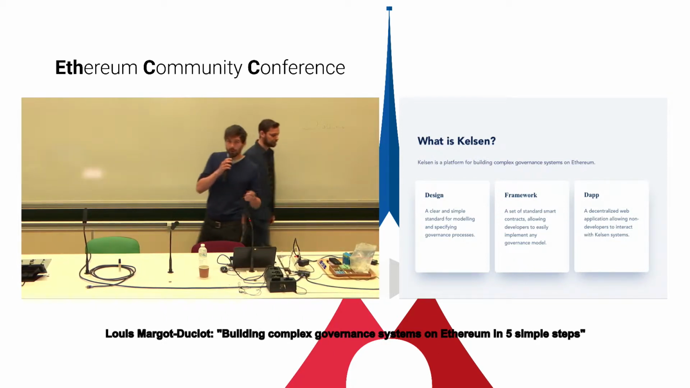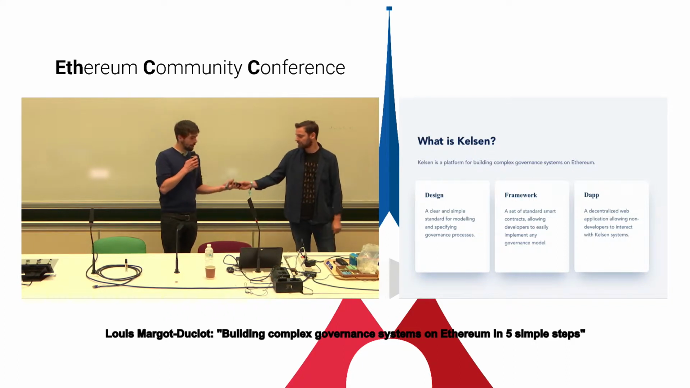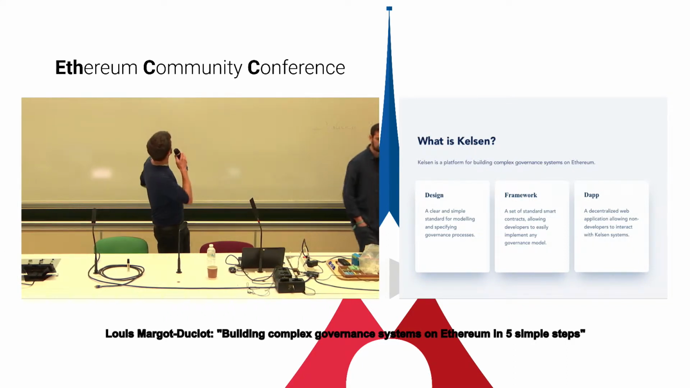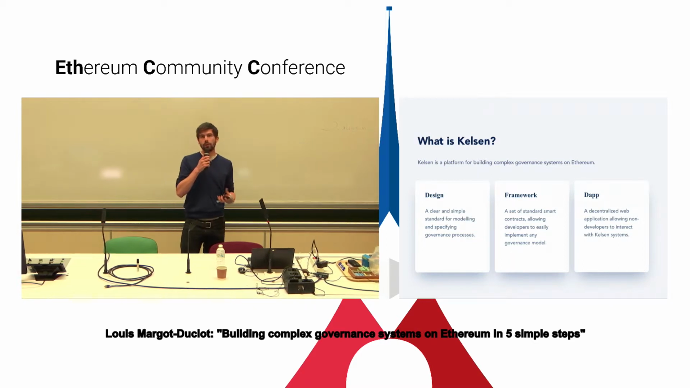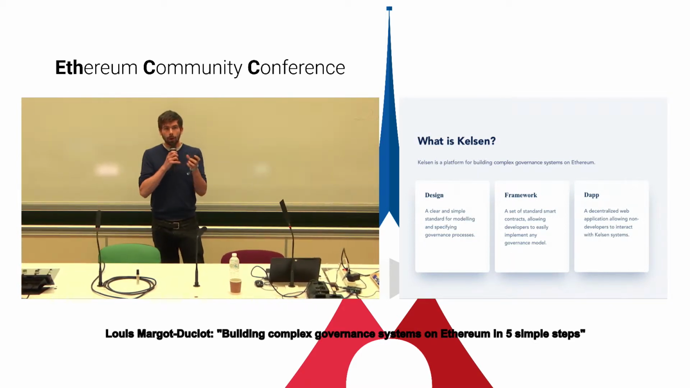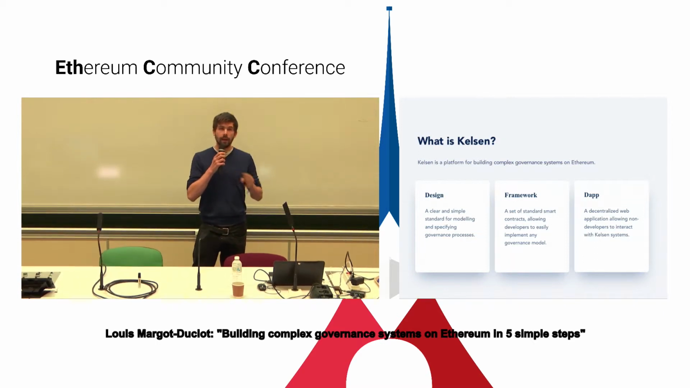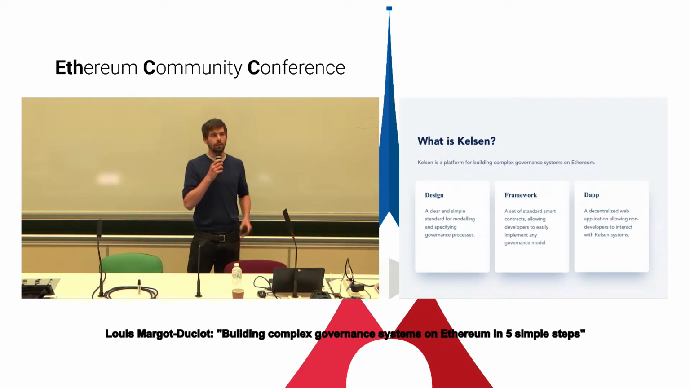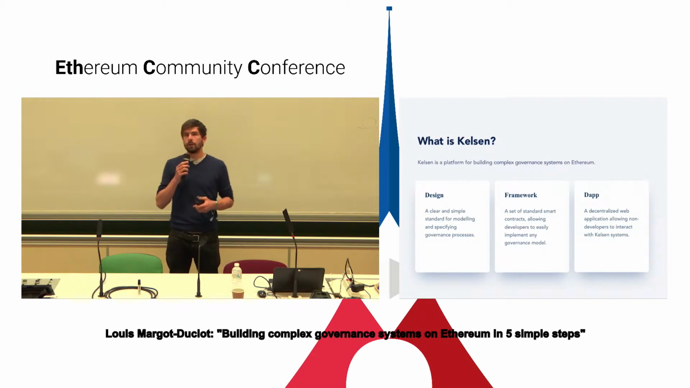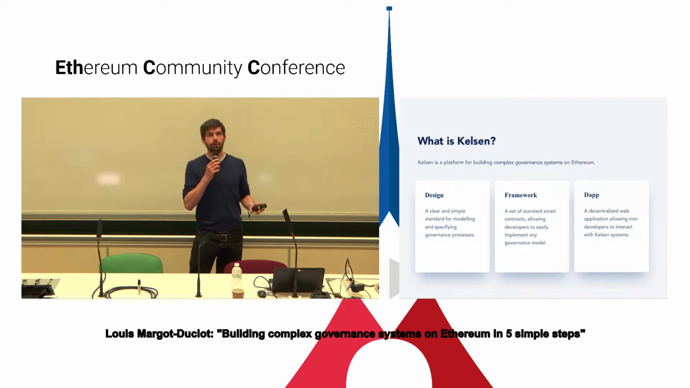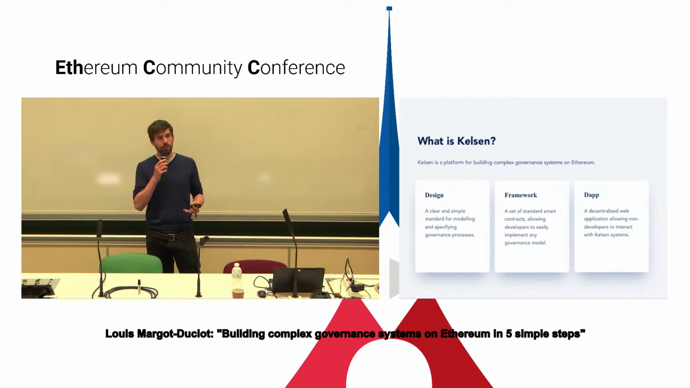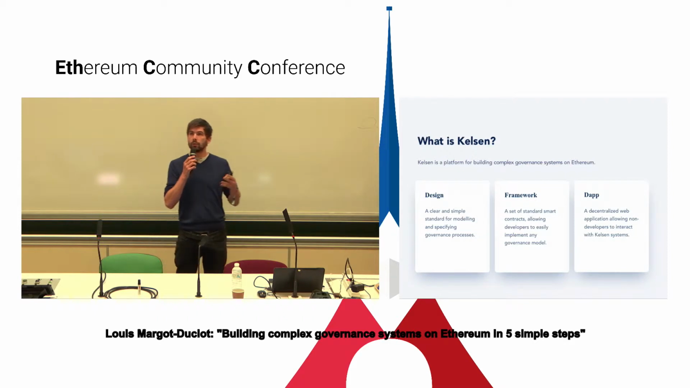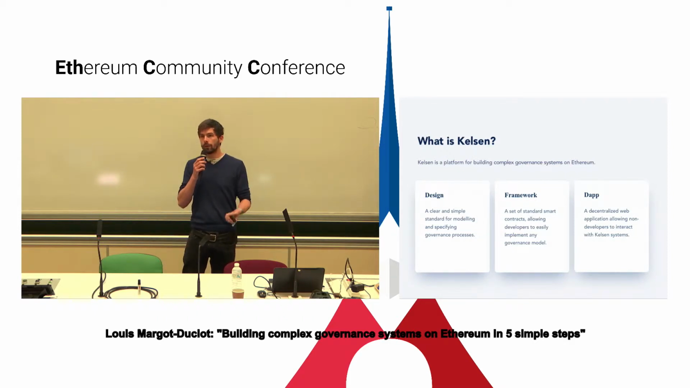Hello, my name is Henry, I work with Louis. So what is Kelzen? When we started to design Kelzen, our objective was to be able to design any kind of governance system in a way that is easy to modify and to understand. So in order to be able to design any kind of governance, the first step we had was to come up with a methodology to design governance systems, or at least to categorize governance systems.